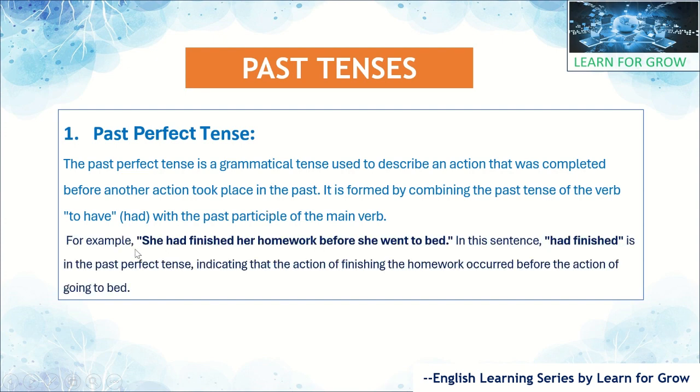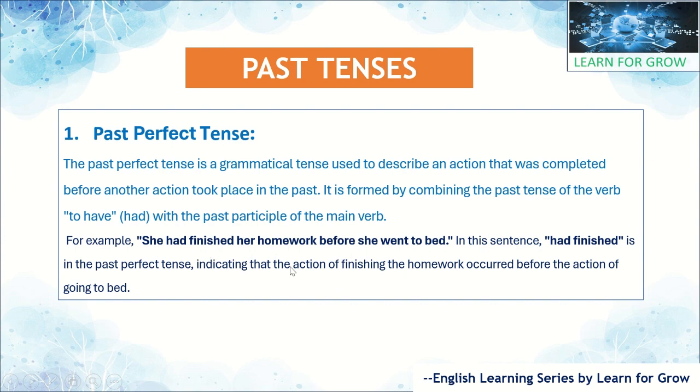From the example, understand. For example, she had finished her homework before she went to bed. Means after the homework was completed, she went to bed. So that's why here she completed her homework before, and after that she went to bed. Here it shows both activities happened in the past only, right? In this sentence, had finished is the past perfect tense. This was a perfectly completed work, indicating that the action of finishing the homework occurred before the action of going to bed, right? This is the simple concept.